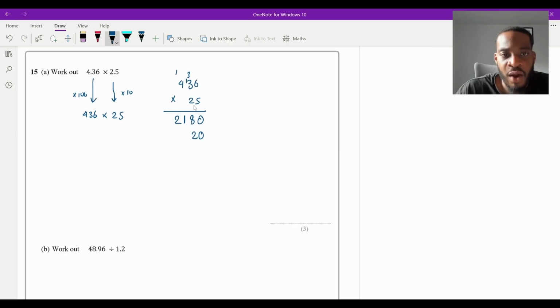And then now we're going to do 2 times 3, which is a 6. Add the 1, that's going to be a 7, isn't it? But that 7 will go here now. And then the last one is going to be 4 times 2, which is an 8, and that will just go there. And then now we can just add these together.